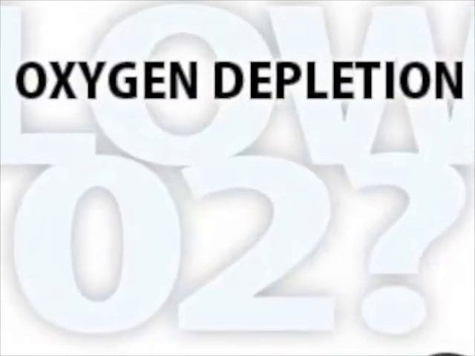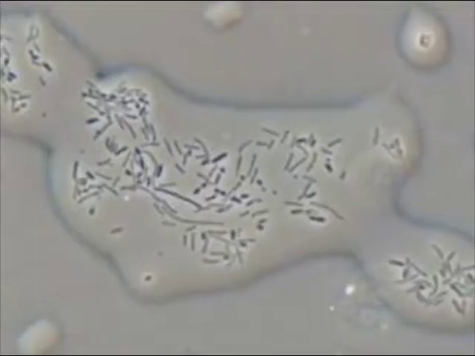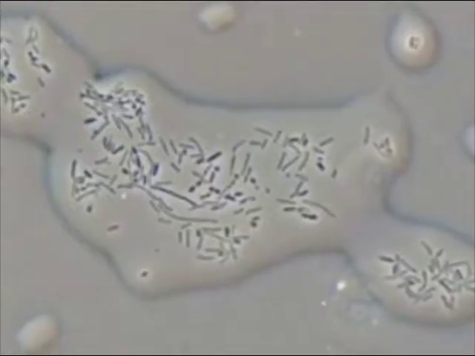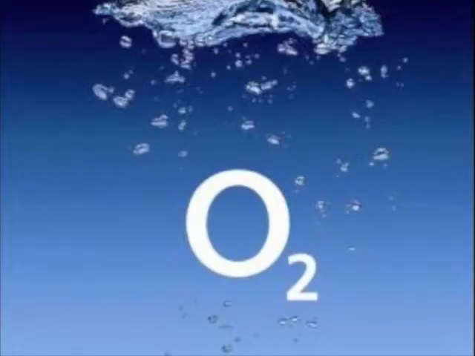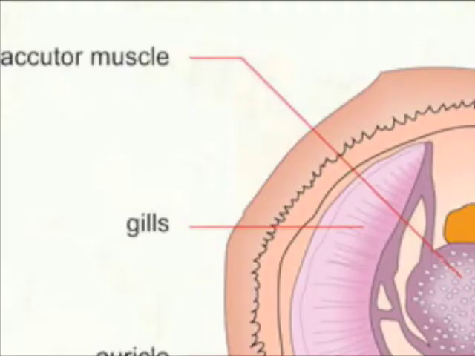Oxygen depletion is caused by hydrocarbon degrading bacteria, which are microscopic organisms that combine oil with oxygen from the water to create water and carbon dioxide. As oxygen is depleted, the oil is consumed and disappears. Since oysters take in oxygen through their gills, if they can't take it in, they will die within a matter of hours.